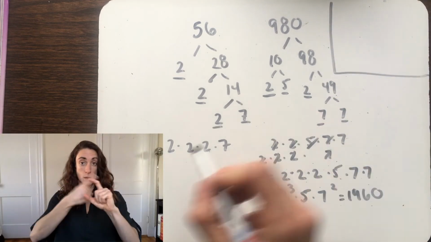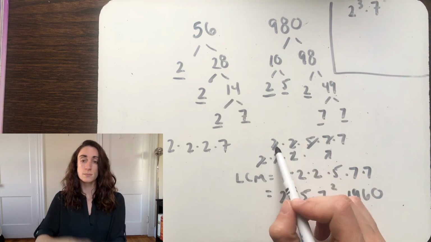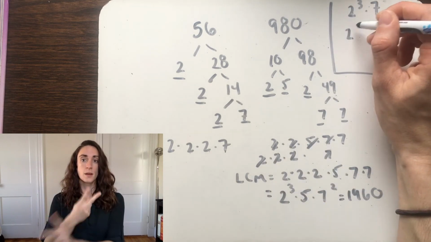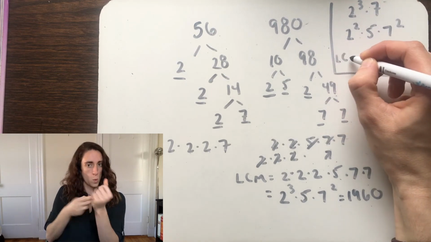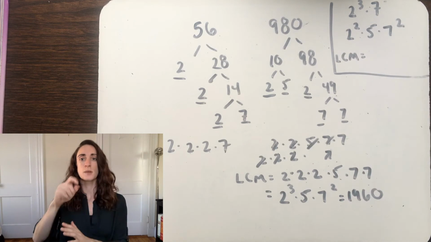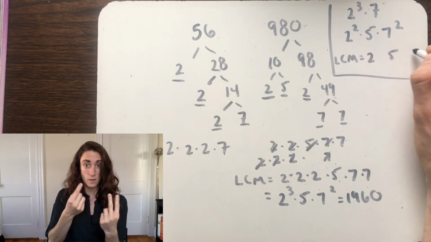Now suppose we compared these prime factorizations written with exponents instead of repeated multiplication. So 2 cubed times 7 and 2 squared times 5 times 7 squared. Again, we want the LCM to have enough for each of these prime factorizations to be satisfied, so we clearly are going to need some 2's, some 5's, and some 7's.